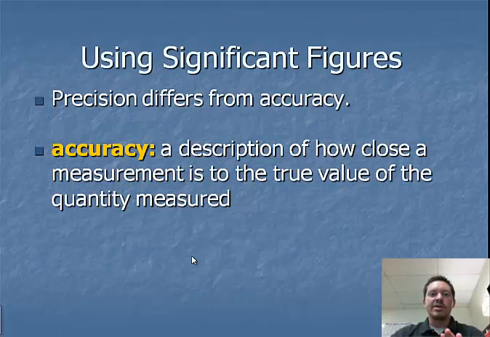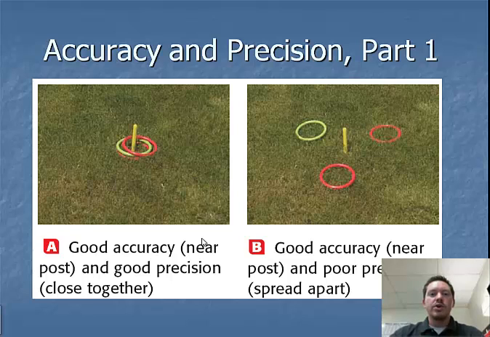And then we can talk about accuracy too. So precision and accuracy are different. Accuracy is a description of how close a measurement is to the true value of the quantity measured. So let's take a game example here. We've got a pen, and we're throwing these little circles, these little hoops, to the pen. When we get these hoops on the pen, we have good accuracy because we're near the post or pen, and we have good precision because all the hoops are close together.